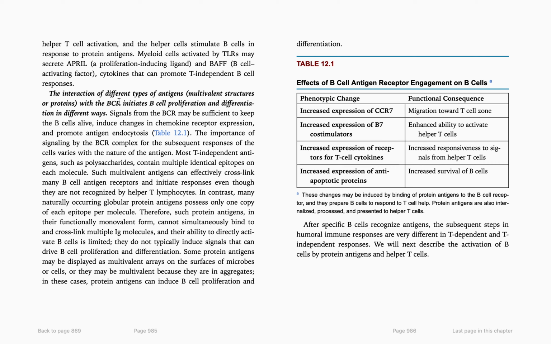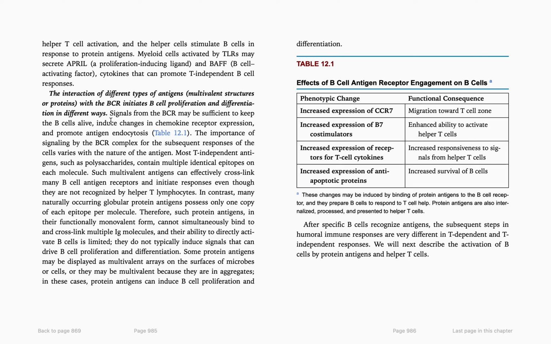The interaction of different types of antigen, multivalent structures or proteins, with B cells initiates B cell proliferation and differentiation in different ways. Signals from the B cell receptor may be sufficient to keep the B cell alive, induce changes in chemokine receptor expression, and promote antigen endocytosis. The importance of signaling by the B cell receptor complex for the subsequent response of the cell varies with the nature of the antigen.